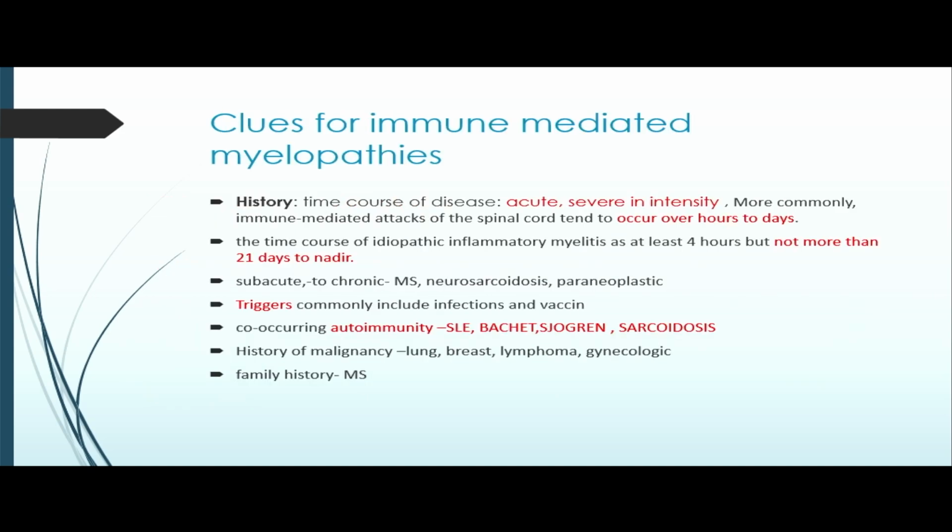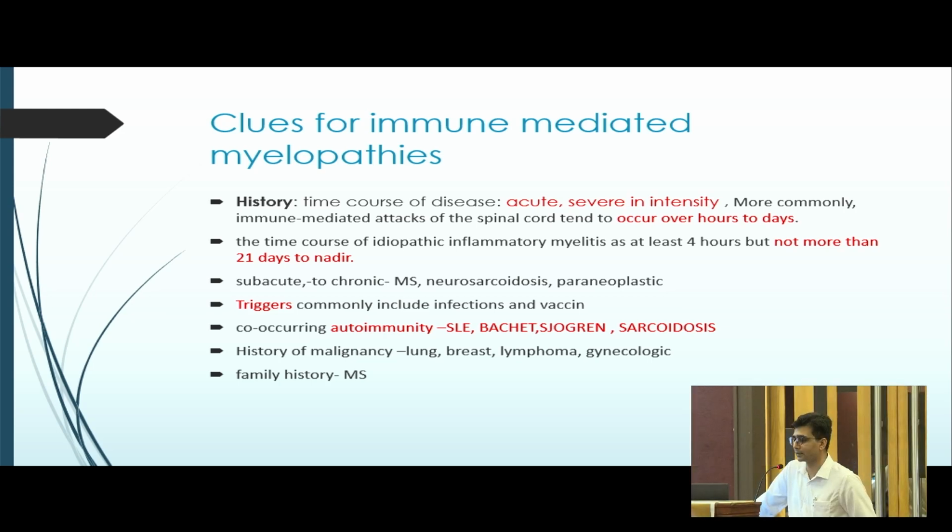So last is the clues for immune mediated myelopathy. So how will you suspect immune mediated myelopathy? First of all, when will you suspect myelopathy? If the patient presents with features that give you the clue that maybe the patient has myelopathy: sensory plus motor plus autonomic dysfunction. These are the three combinations that will give you the probable diagnosis of myelopathy clinically.